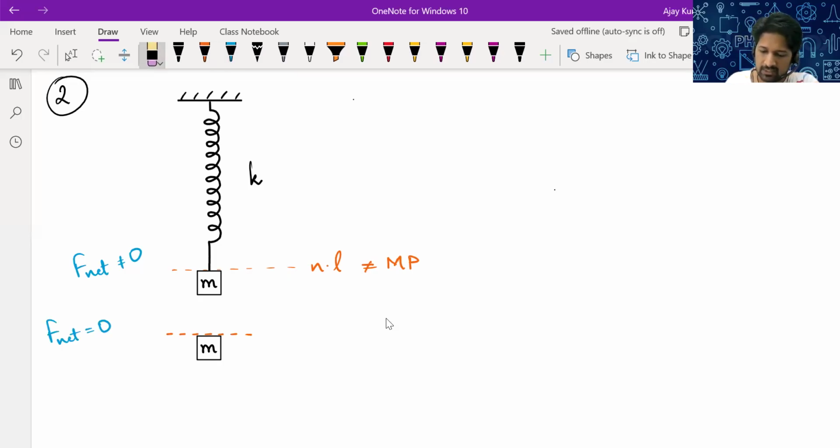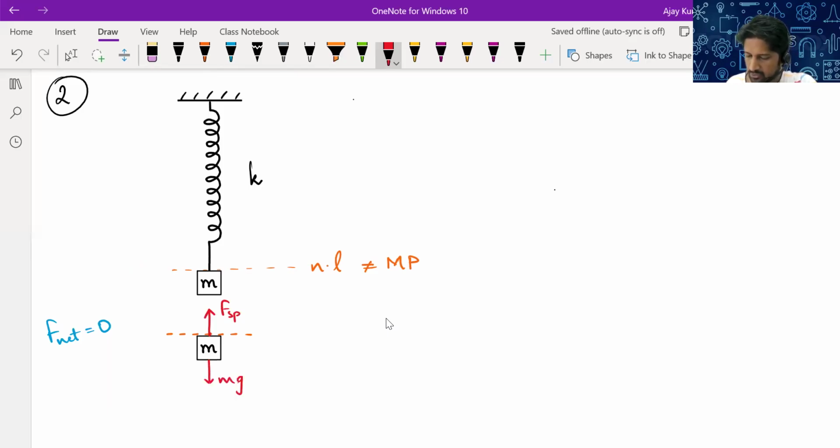Weight acts in the downward direction. So spring force must be acting in the upward direction to balance weight. That is possible only if the spring is stretched. So at this position, there will be some spring force acting upwards and the weight of the block will be acting downwards.